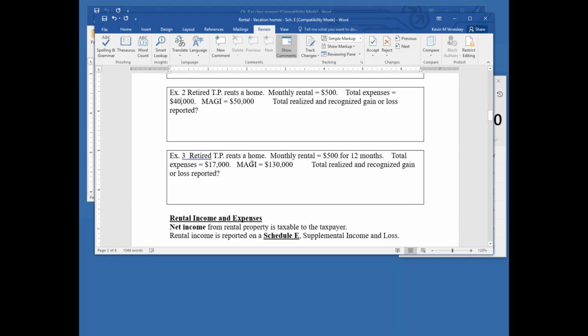All right, our last example. With this example, the biggest difference here is the modified adjusted gross income. So look through this one and see what you get when you have the phase out limits.